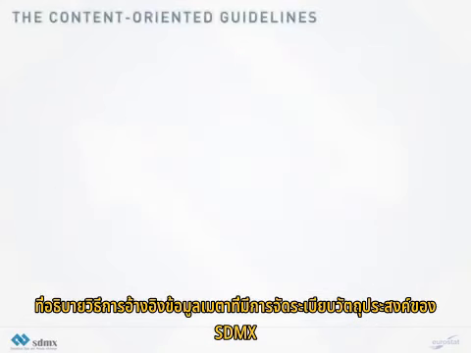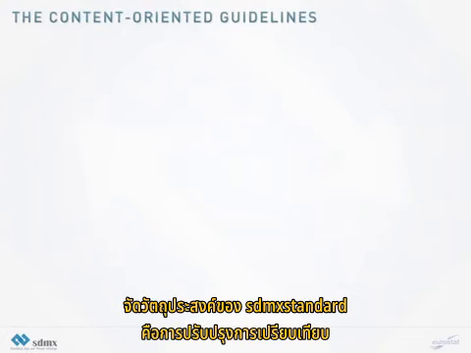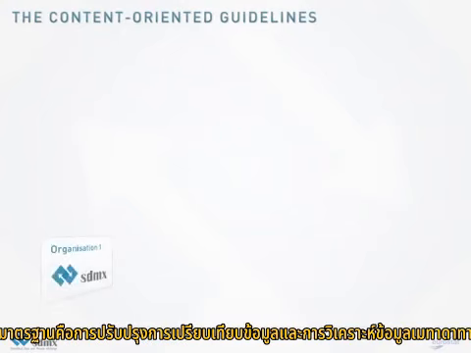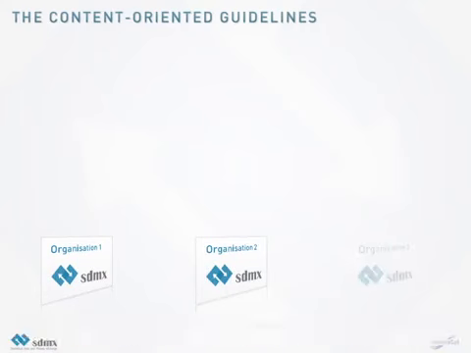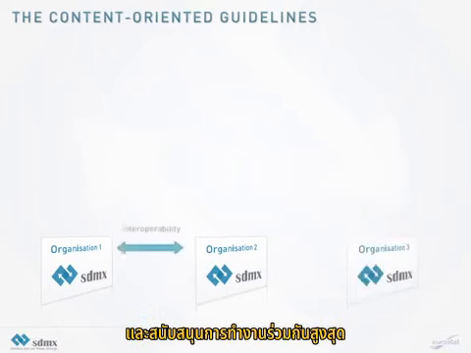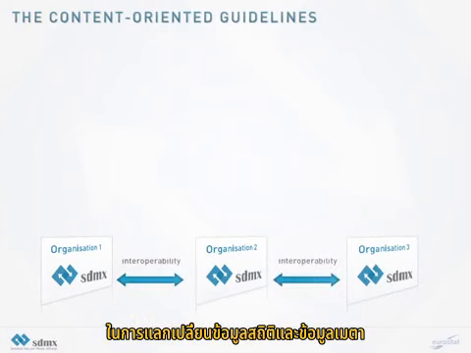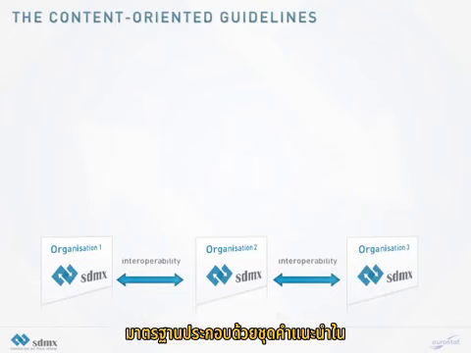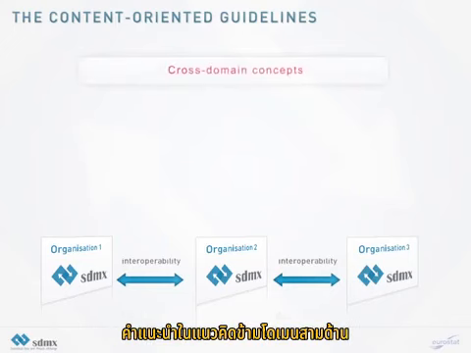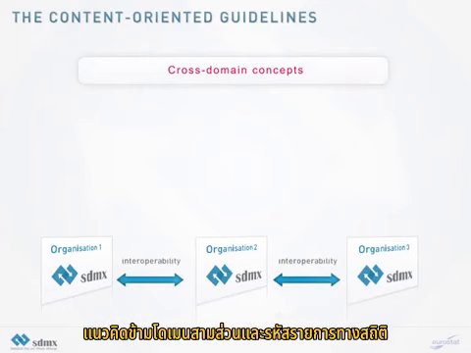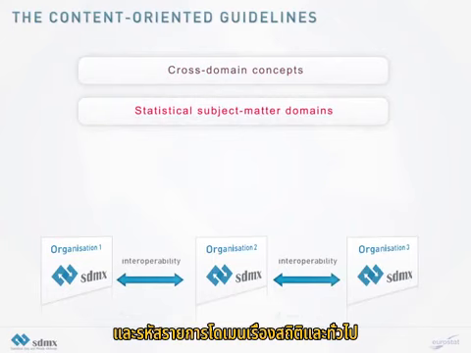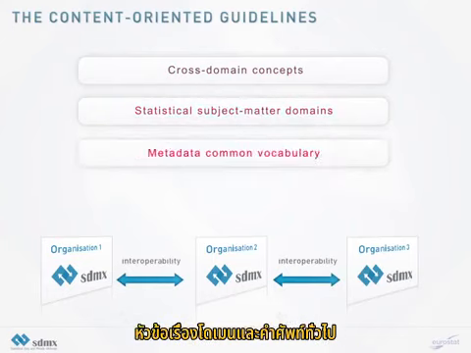The objectives of the SDMX standard are to enhance the comparison of data and metadata analysis and encourage the maximum interoperability in the exchanges of statistical data and metadata. The standard comprises a set of recommendations in three areas: cross-domain concepts and code lists, statistical subject matter domains, and a common vocabulary of statistical metadata.